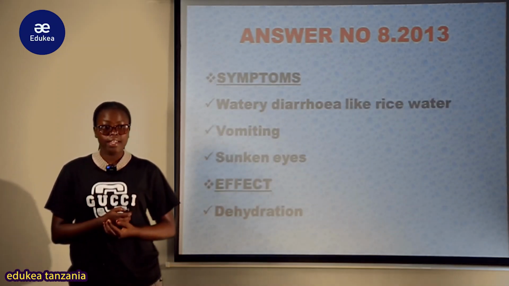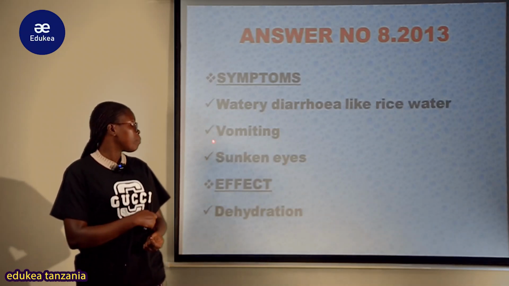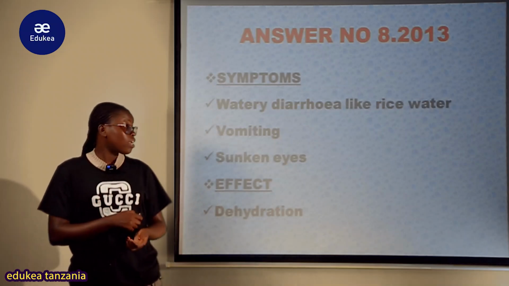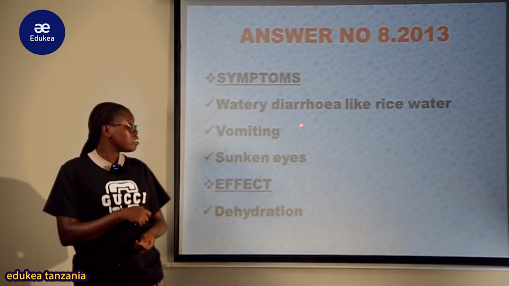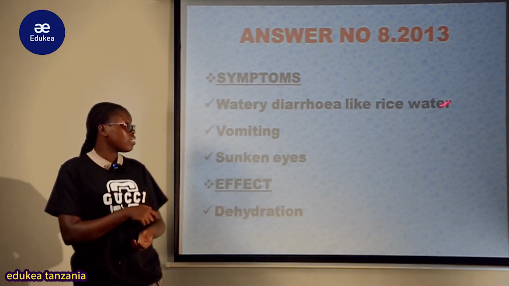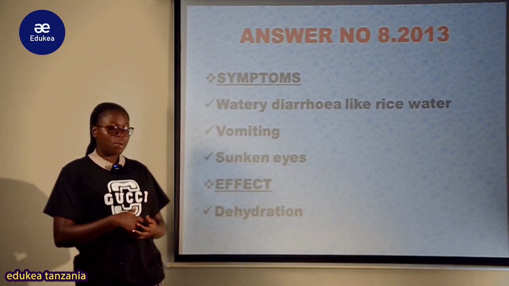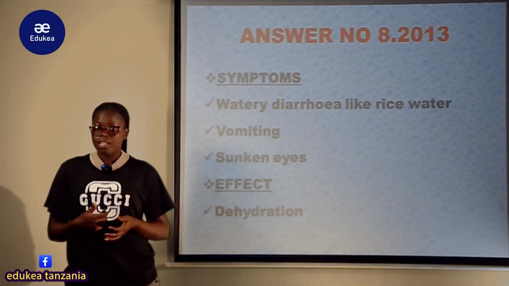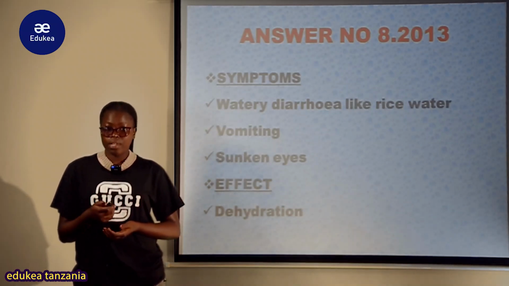Symptoms of cholera is watery diarrhea like rice water, vomiting pamoja na sunken eyes. So hizi ni dalili za cholera. Mtu anakuwa anaharisha, the feces inakuwa na rangi ya rice water, na vile vile anakuwa anatapika na pamoja na sunken eyes. So because of this vomiting pamoja na diarrhea inapelekea mtu wa cholera kusuffer from the dehydration.